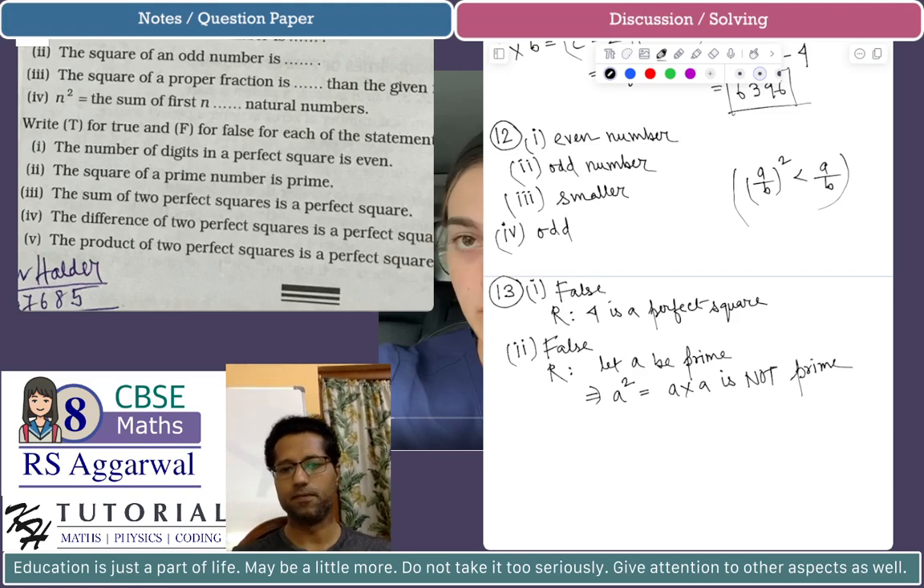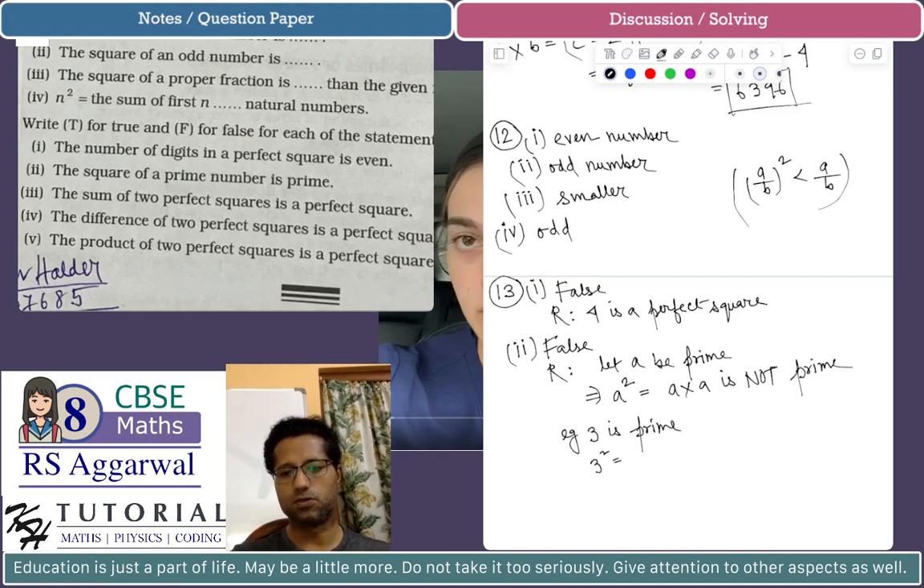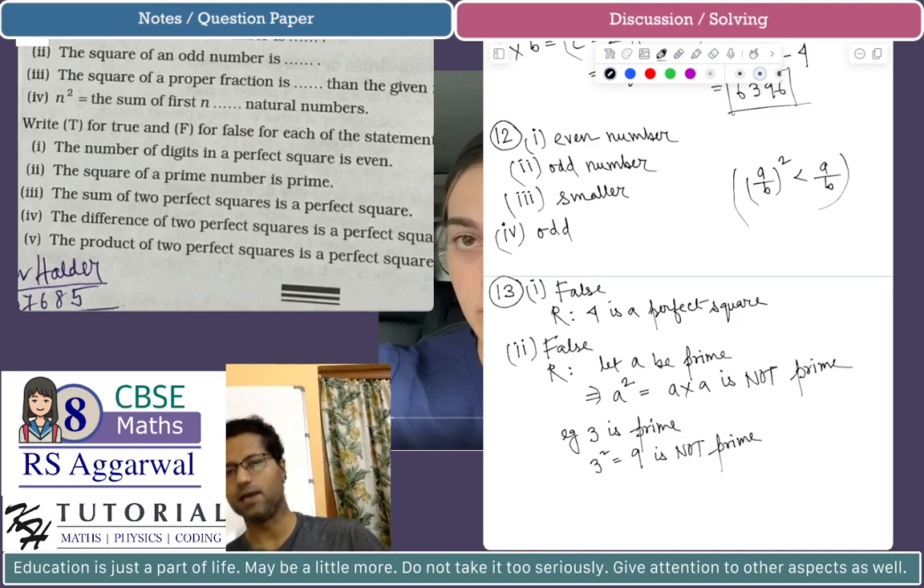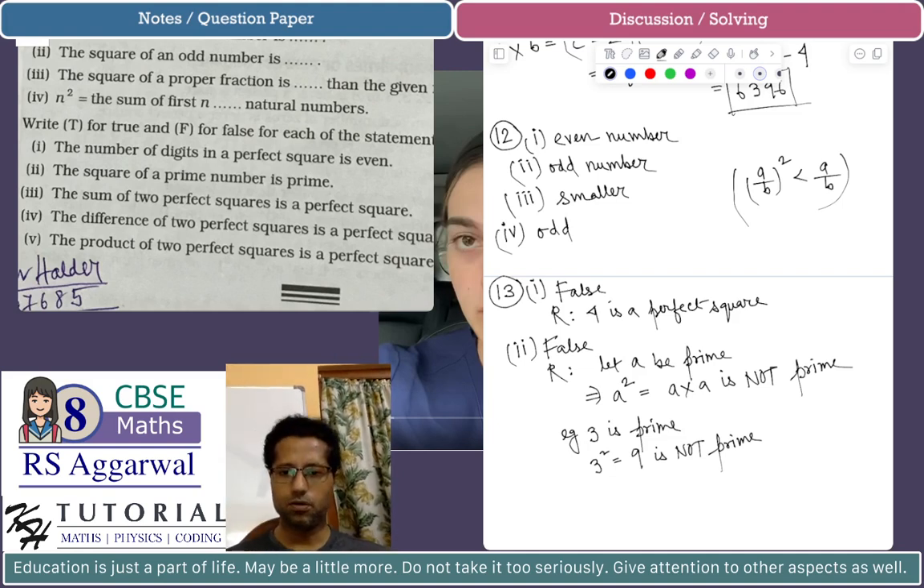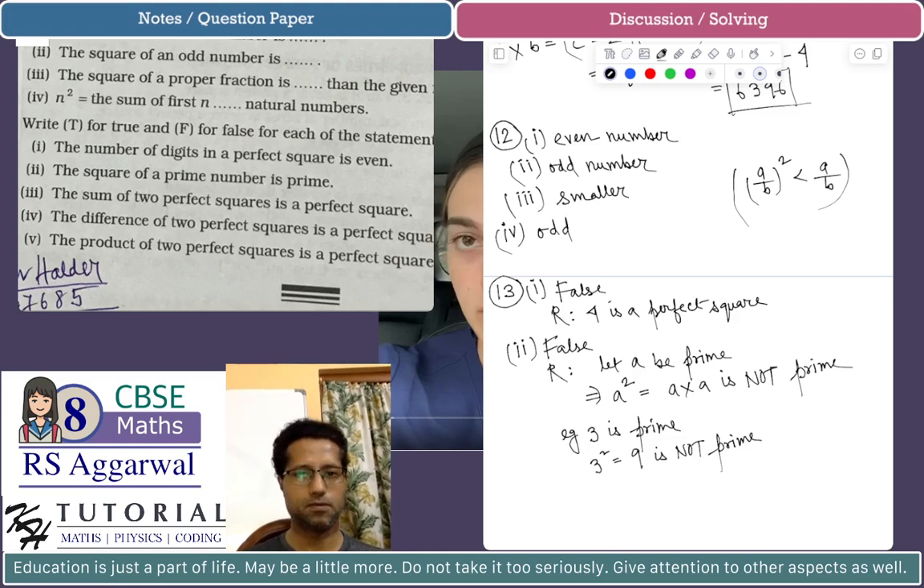For example, let's say 3. We know that 3 is prime. 3 square equals 9 is not prime. We know this. 9 is not a prime number. Why? Because 9 has a factor 3. So we can clearly see that the square of a prime number is not always prime. So this is false.